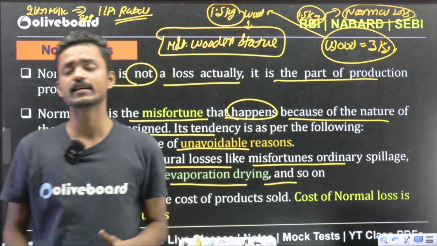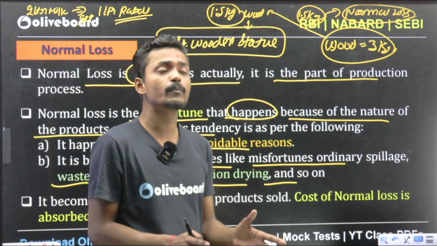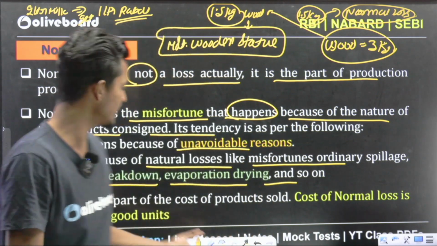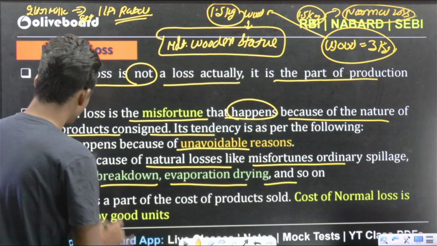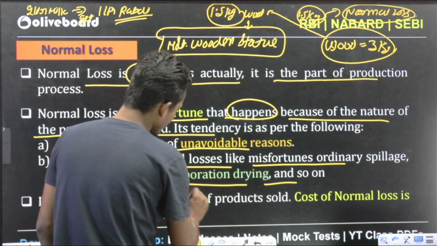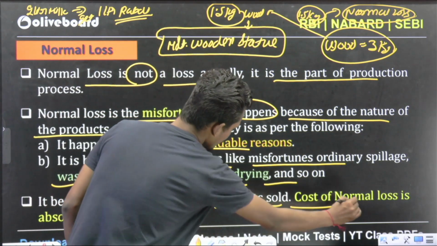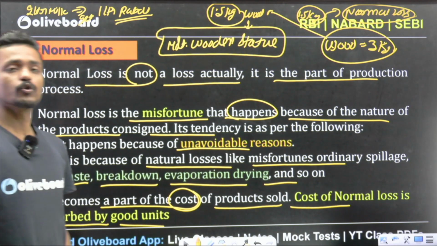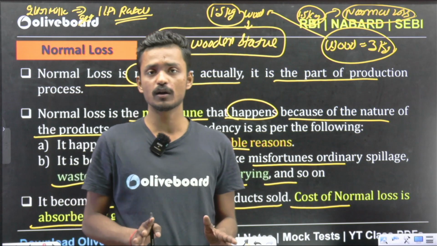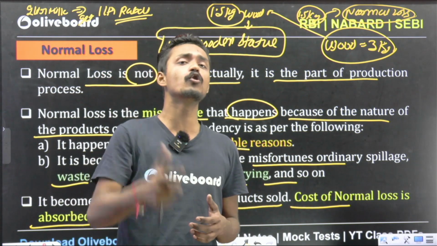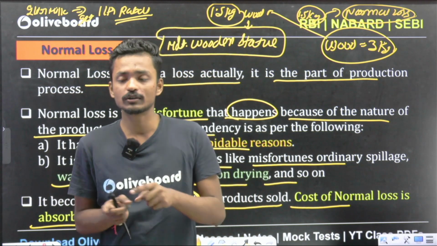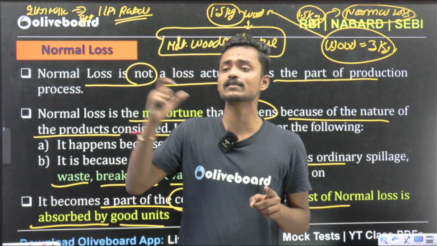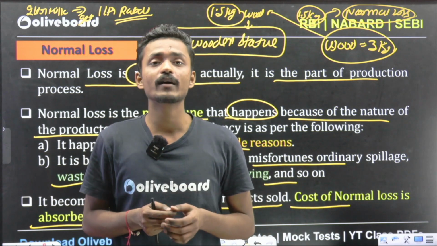Now the question arises, how will we treat the normal loss over here in our process costing? When we are preparing the process costing, that's a very important part. It becomes a part of the cost of products, and the cost of normal loss is absorbed by the good units. Yes, so we have to incorporate all the normal loss, and we are recovering it from whom? We are recovering it from the customer. For that purpose we are adding our normal loss in our process costing, and we are incurring our what, sir?